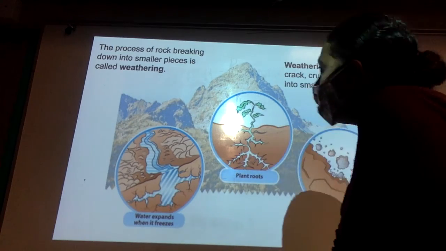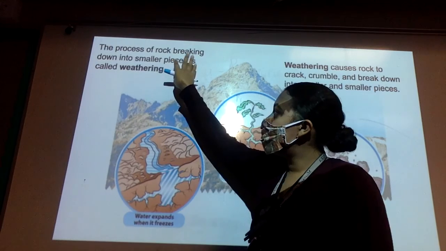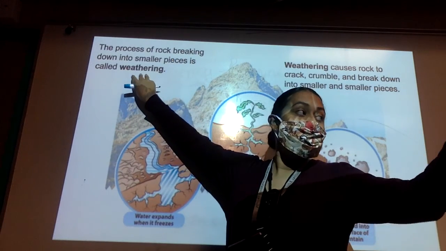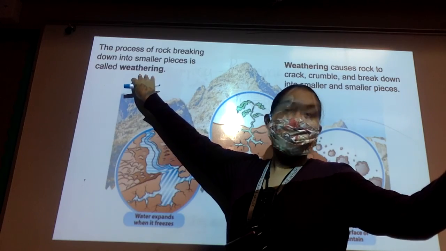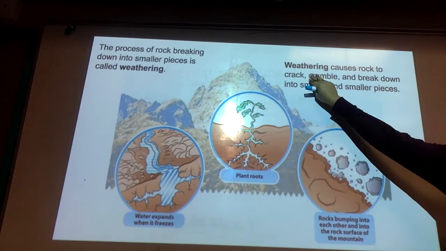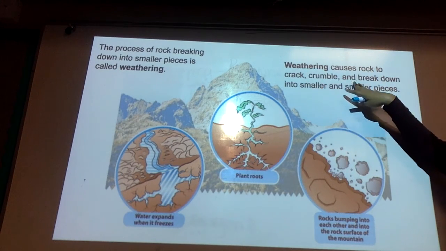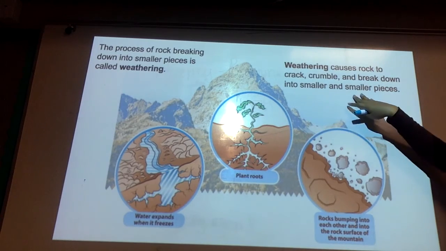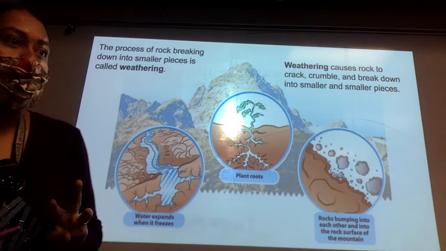The process of rock breaking down into smaller pieces is called, everybody? Weathering. Thank you, half of the class. It is called weathering. Weathering causes rock to crack, crumble, and break down into smaller and smaller pieces. So, it can happen in these 3 things.